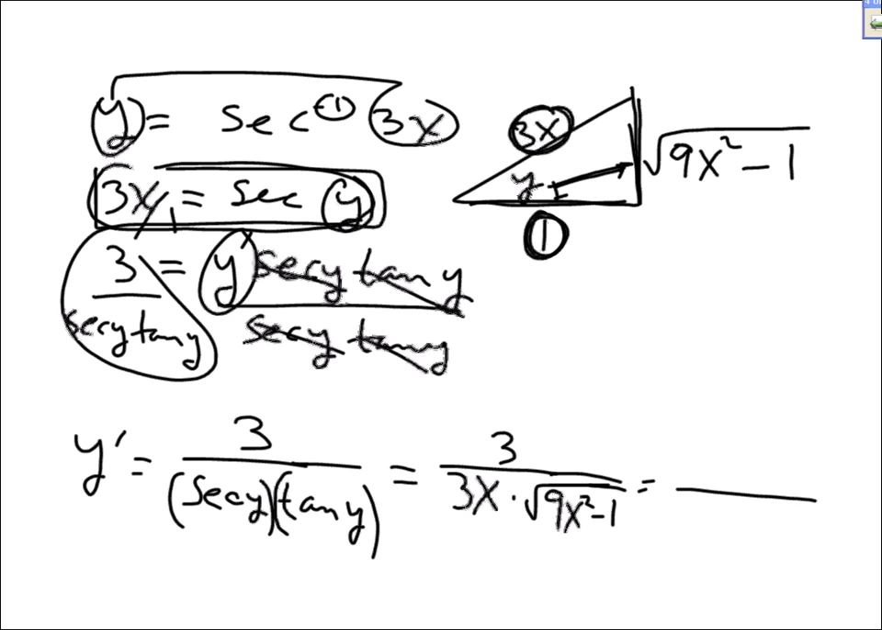And if you're in my class, I would definitely take a point off if you didn't do the division. 3 over 3 is 1. So it's 1 over x times the square root of 9x squared minus 1. That's what y prime equals.